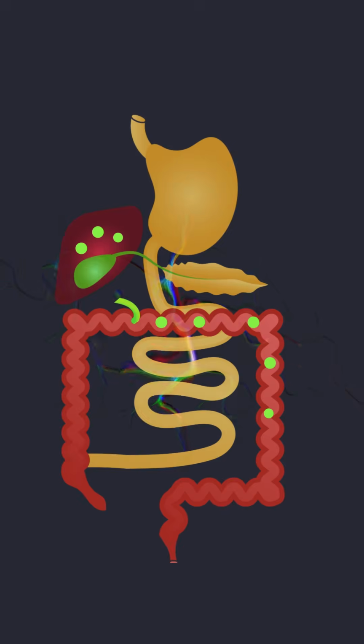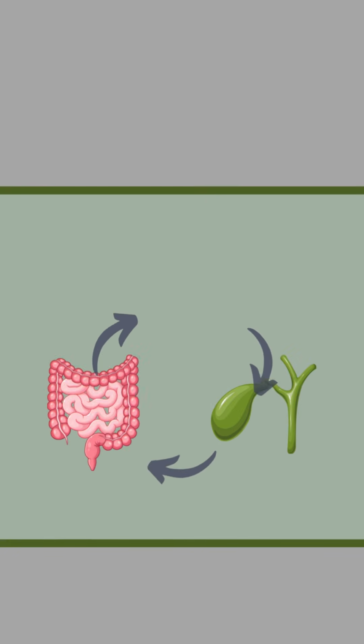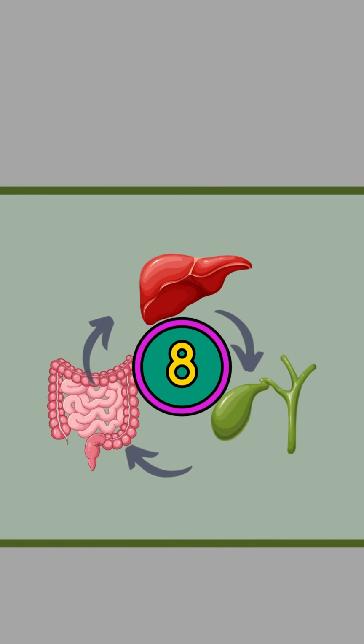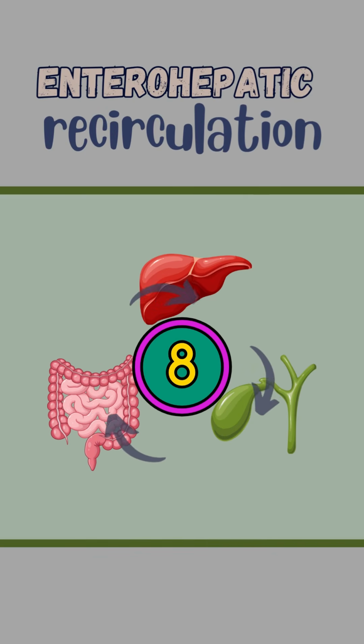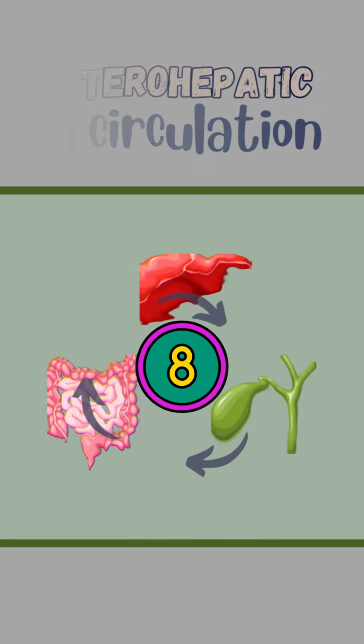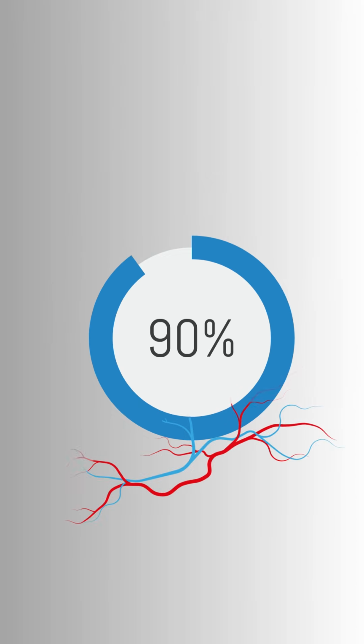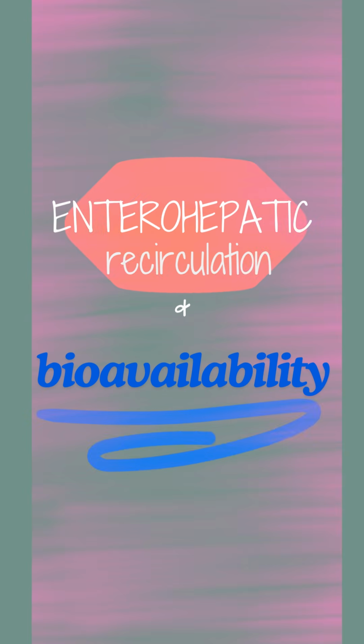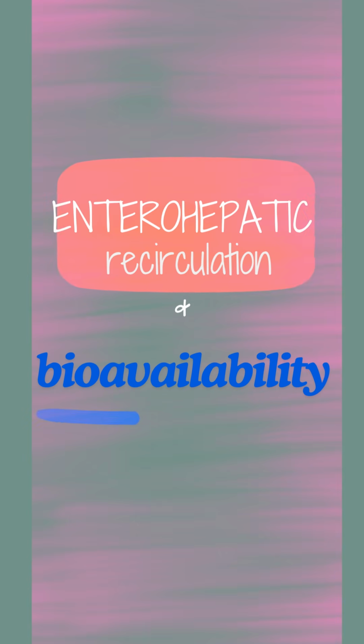From the liver, bile salts are secreted back into bile, and this cycle of bile salts between the gallbladder, intestines, and liver occurs about 8 times a day. This is referred to as enterohepatic recirculation. With each cycle, approximately 90% of bile salt is reabsorbed, and the rest is excreted in feces. Now, let's see how enterohepatic recirculation affects the bioavailability of drugs.